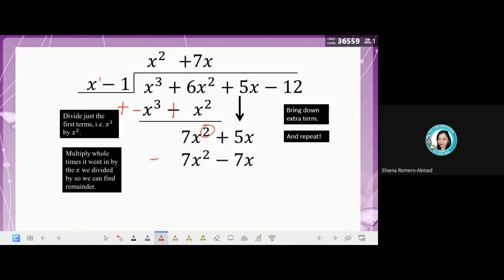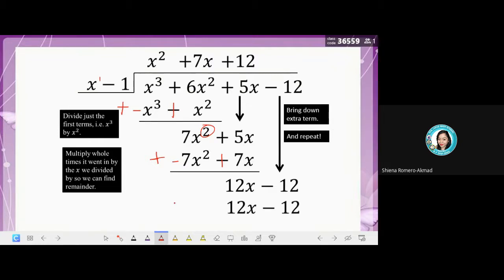Diba, magsusubtract tayo. If you subtract, you have to change the sign and then proceed to addition. Magiging 12x minus 12. Then, we have 12 as the answer. Okay, change the sign. Proceed to addition. So, magiging 0 na to. Our remainder here is 0. So, what will be the quotient? The quotient is x squared plus 7x plus 12.